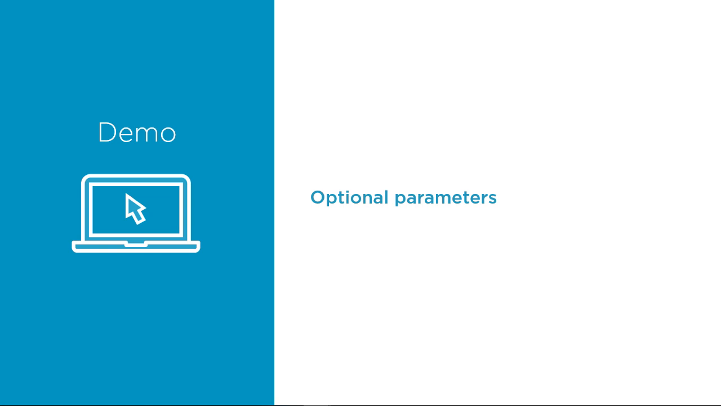We've seen parameters that can be passed by value and by reference. We may also make optional parameters. Let's take a look at optional parameters now.